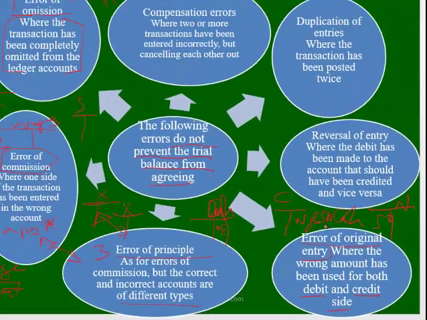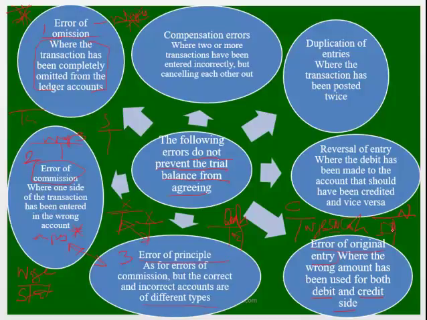But for the fact that instead of putting 5,000 into both accounts, I put 500, it means that there is an error from the original entry. You used the wrong amount for both debit and credit side. Then the next error, that is number 5, reversal of entry, where the debit has been made to an account that should have been credited, and vice versa.